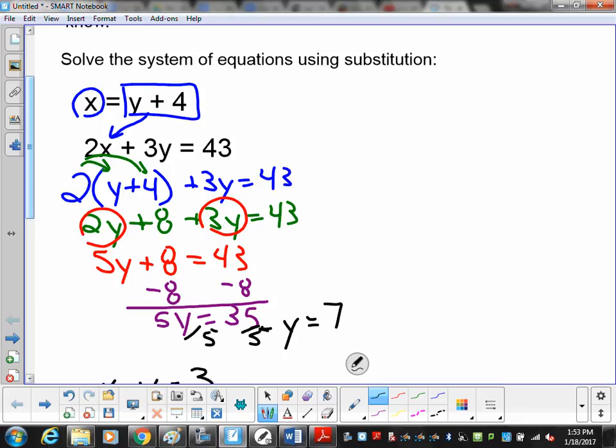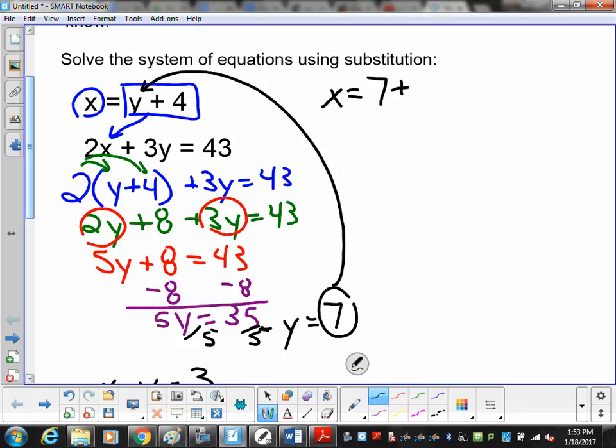Y equals 7. Cool. So we found the value of one of our variables. And since we're solving the system, we need the other variable also. So now that you know the value for one of your variables, you're going to plug it in to find the value for the one you don't know. So x equals y, which is 7, plus 4, so x equals 11.